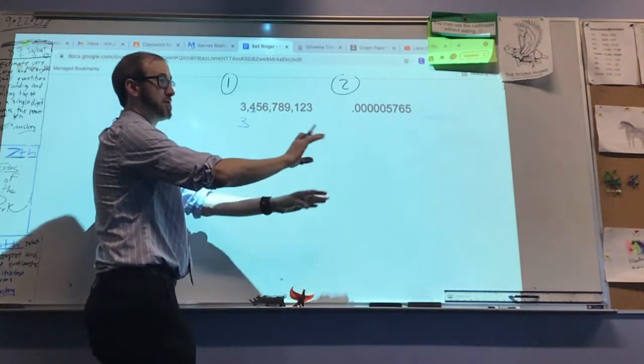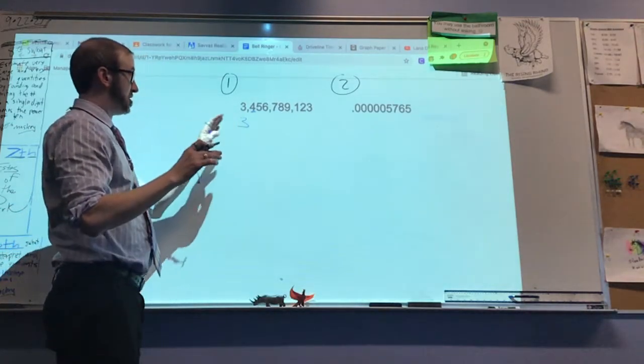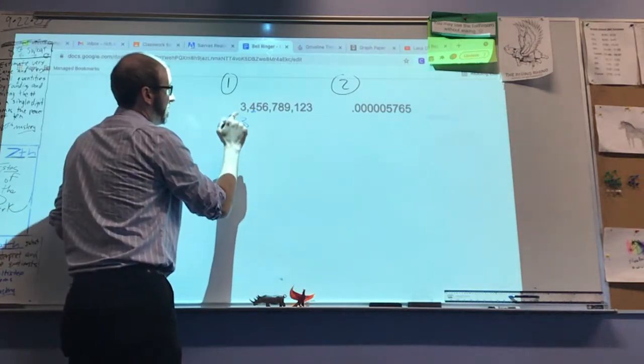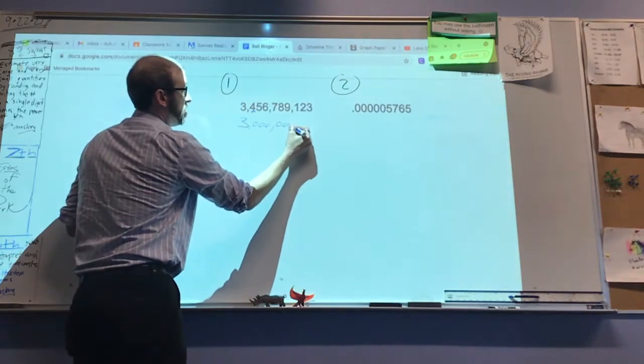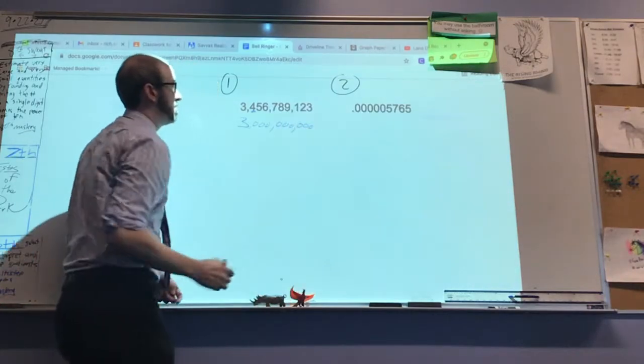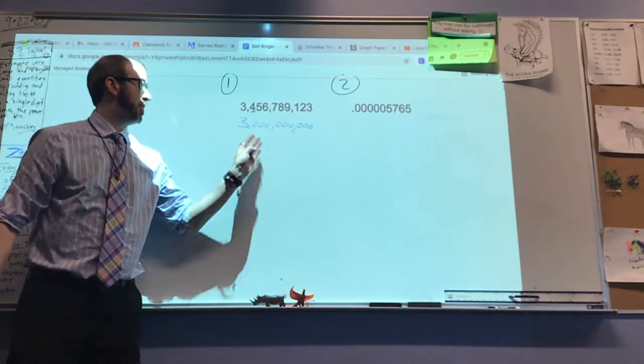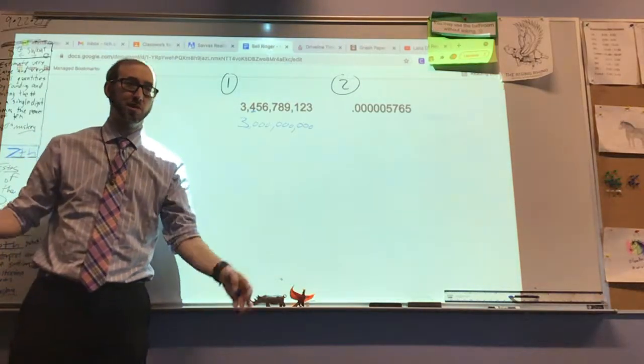Then we're going to fill the rest in with zeros. It's just estimating it to this digit right here. So it's going to be 0, 0, 0, 0, 0, 0, and 0, 0, 0. Okay, so there we go. There is our large quantity.